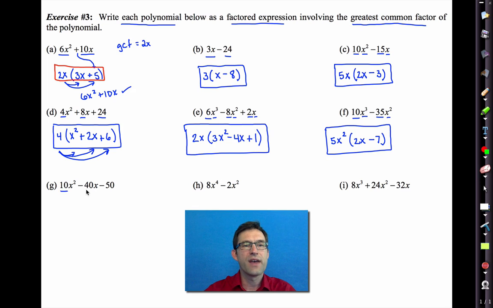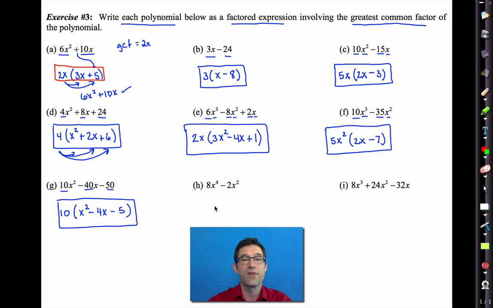Letter G, 10, 40, 50. I can get a 10 out of there, but because the 50 has no x variable associated with it, the 10 is the best I'm going to do. That's going to make my life pretty easy, right? What do I have to multiply 10 by to get 10x squared? Well, x squared. What do I have to multiply 10 by to get 40? Well, that'll be 4, but the x has to be there as well. What do I have to multiply 10 by to get 50? Well, that's just 5. So 10 times x squared minus 4x minus 5.